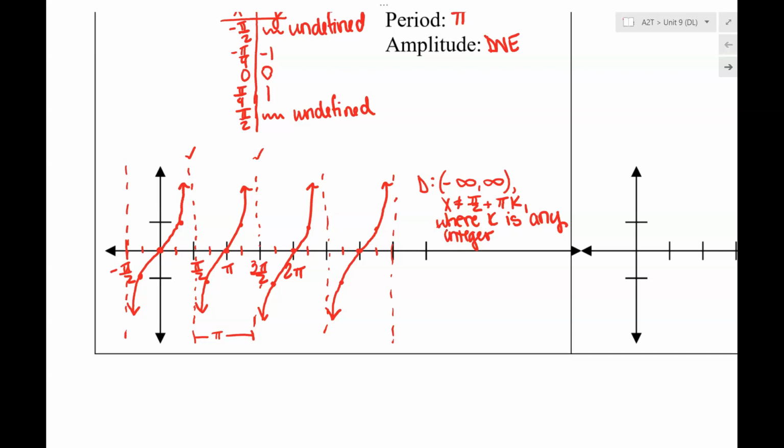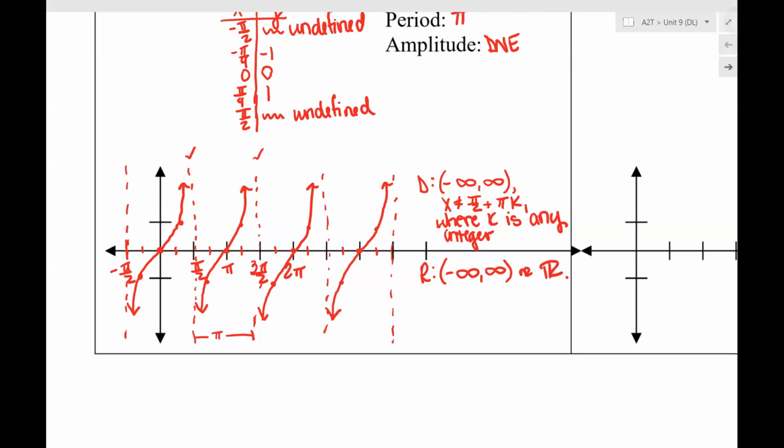You can't sit there, even though I'm sure you want to, and list them all out. Okay, so again, location of an asymptote plus the period k, where k is any integer. You have to define k, otherwise it doesn't count. And then the range is all real numbers.